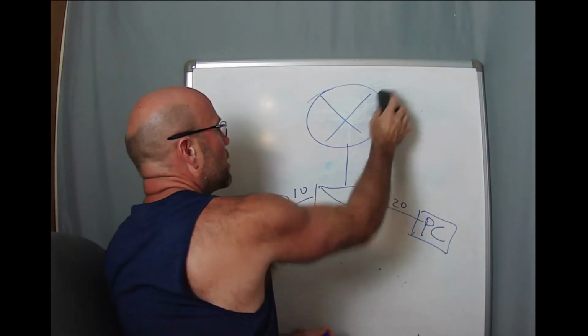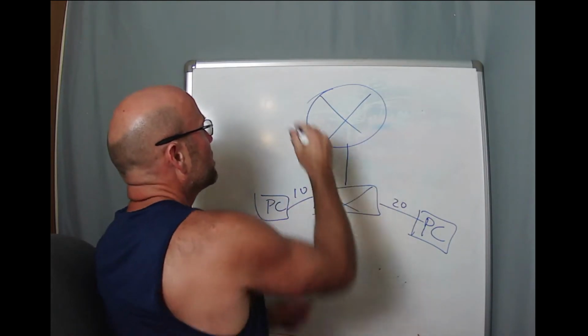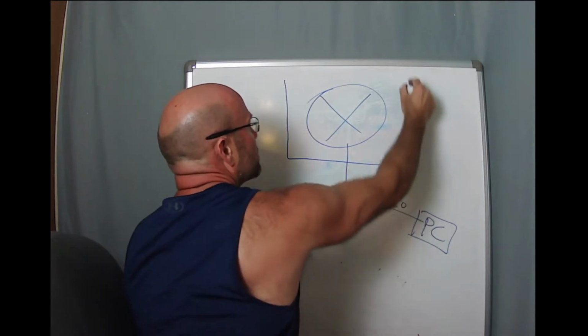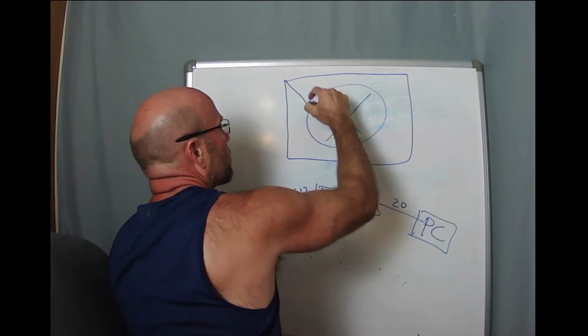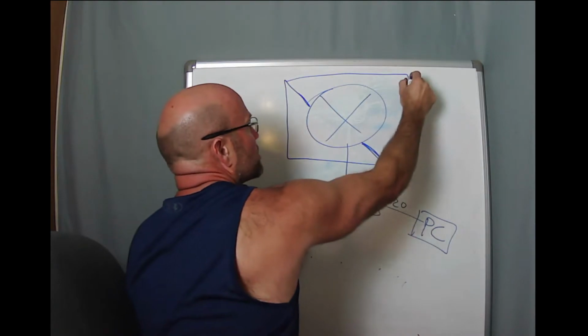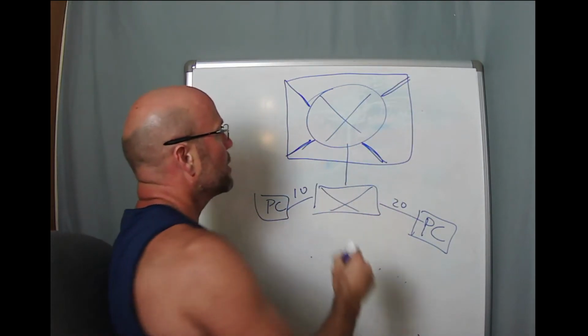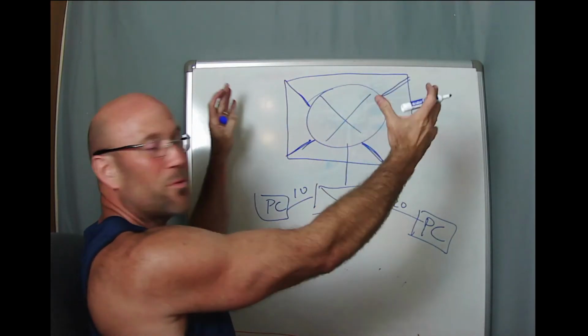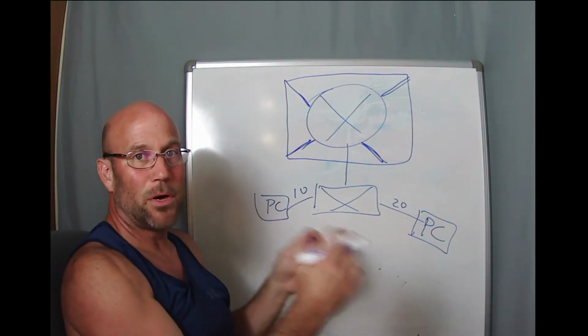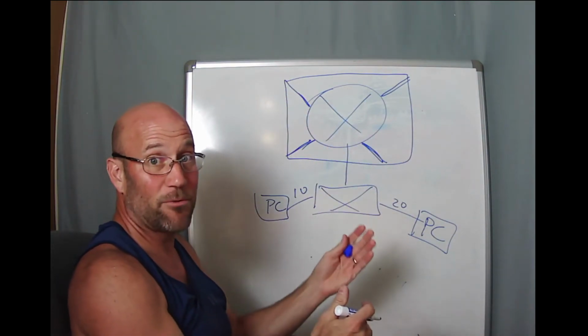Now, in order for me to talk about this, you know what I'm going to do? I'm going to draw the multi-layer capability around this device. I'm going to draw a switch behind it to show that it's a large switch with a router inside of it. It's a multi-layer device. It can switch and it can route.